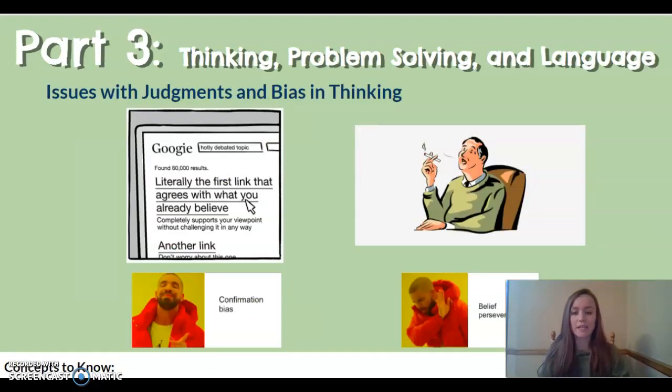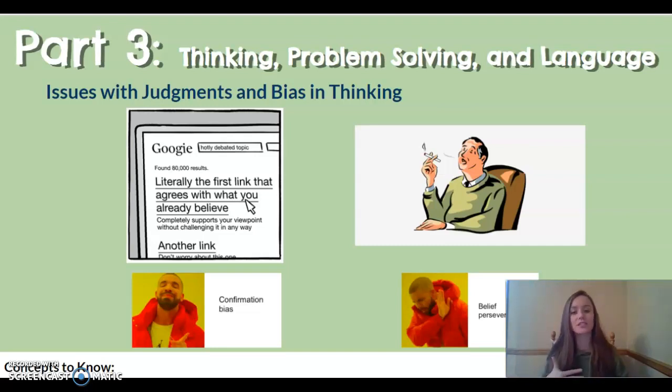Next, we have biases and how biases impact our judgment making. One of them is called confirmation bias, and that's when we have the tendency to seek out information that supports our beliefs. So we're actually just confirming what we believe because we're only consuming information that supports our belief system.